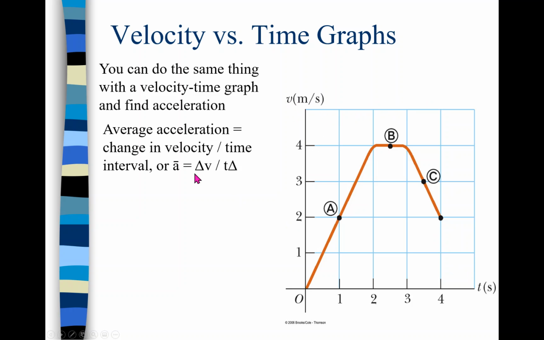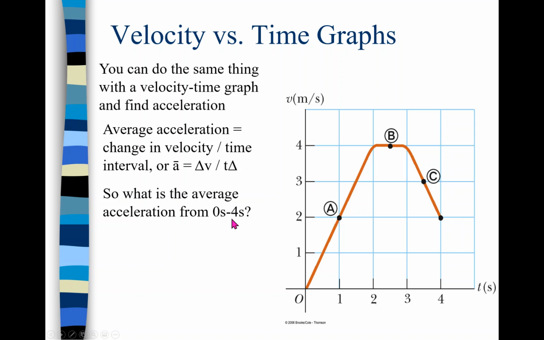Okay, so if I had a position versus time graph, I knew I could get velocity by taking the slope, because velocity is displacement divided by time, change in position divided by change in time. Well, I know acceleration is delta v over delta t, so it stands to reason I can just take the slope of this velocity time graph and I'm going to get acceleration. So let's go ahead and do that.